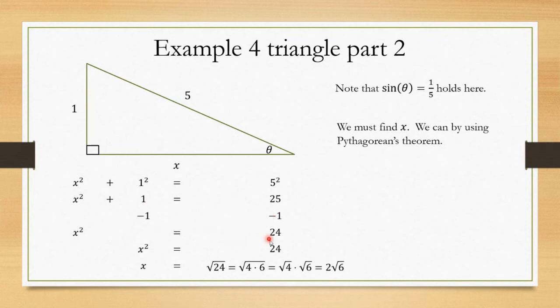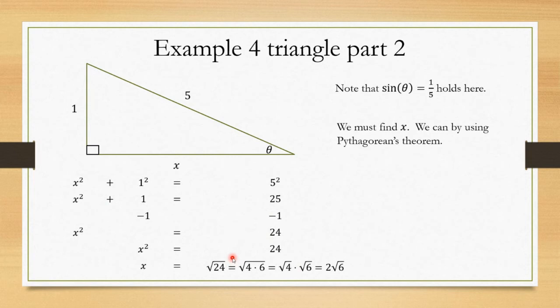We get x squared equals 24. Then you take the square root. I simplified it. I thought that would help a bit. But you only have to simplify if I tell you to. So you could really leave it as the square root of 24 unless I tell you to simplify. But I did simplify.